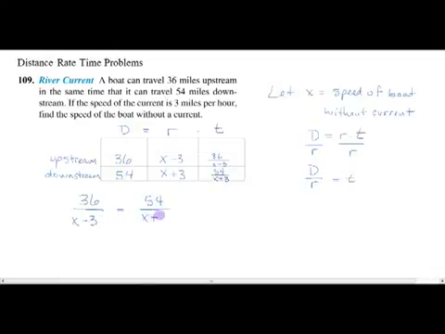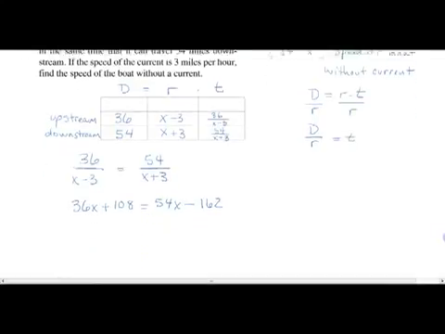Now we have a proportion where a single fraction equals a single fraction. We can simply cross multiply, which gives me 36x plus 108 equals 54x minus 162. Now we need to get our x's on the same side. So let's subtract 36x from both sides and add 162 to both sides.